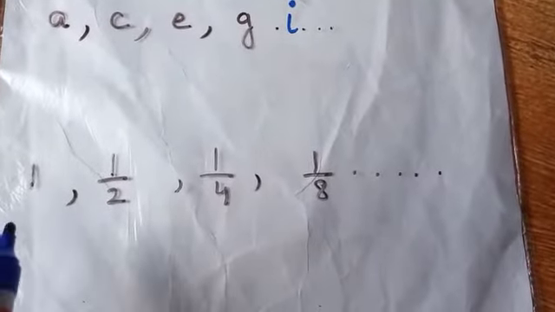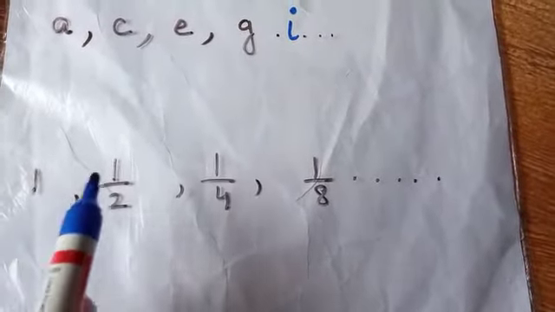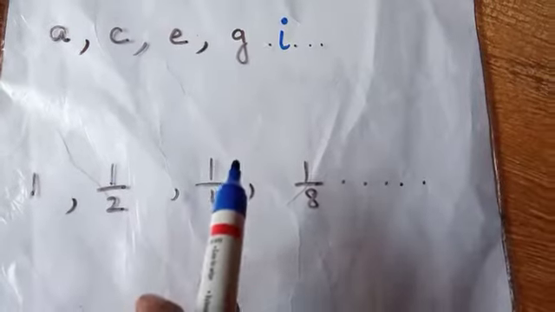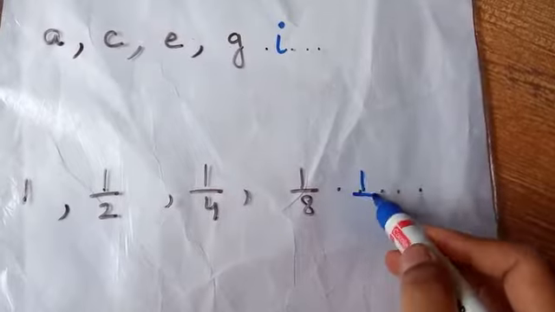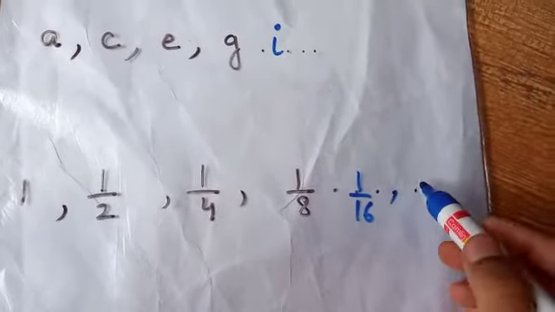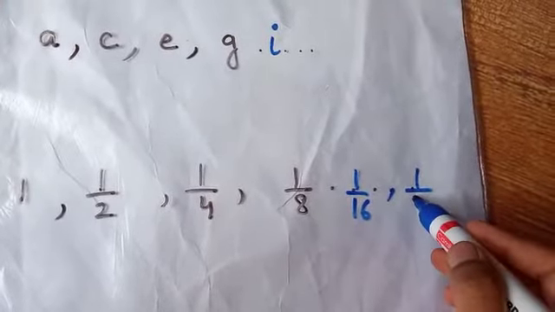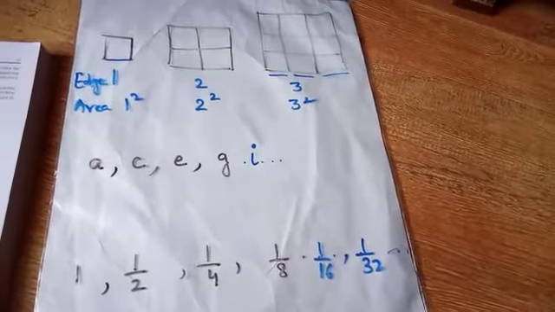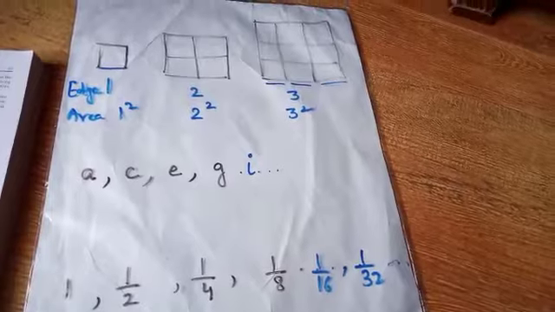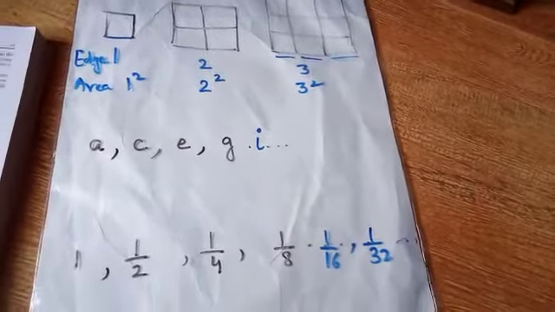Now look at this. The first number is 1, then I have 1 by 2, then 1 by 4, then 1 by 8. What should be the next number? It is 1 by 16. What will be the next number? That will be 1 by 32, and so on. So looking at the pattern only, you can identify what will come in the series or the sequence next.